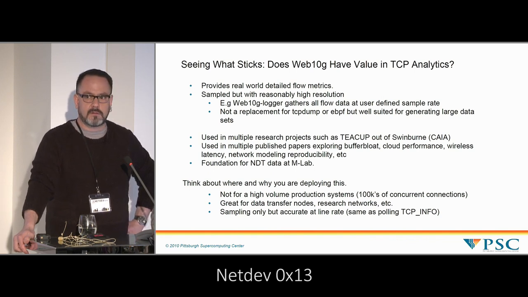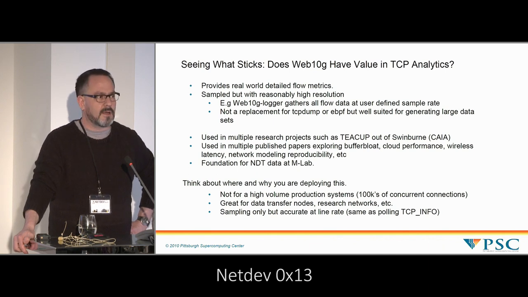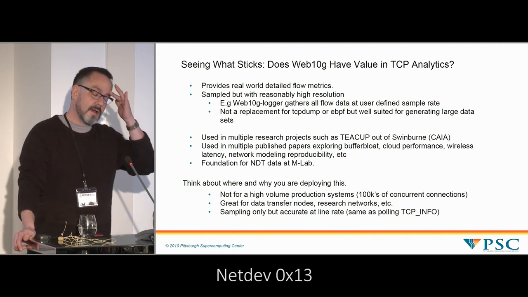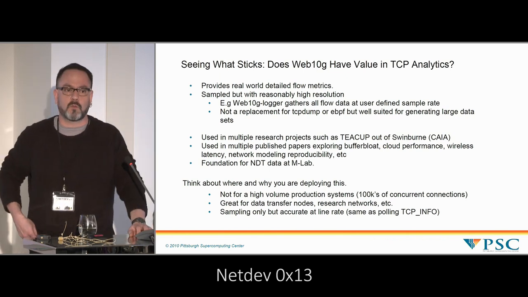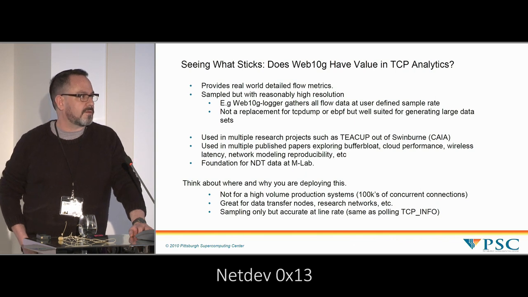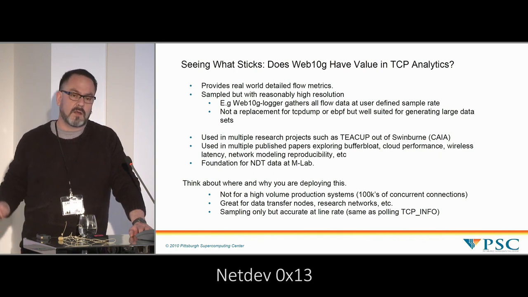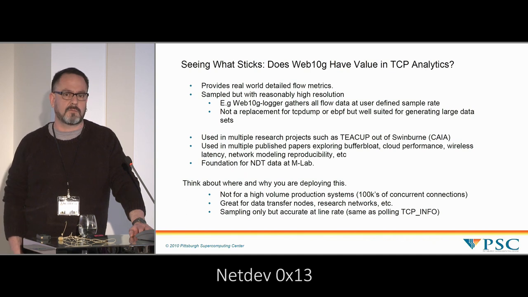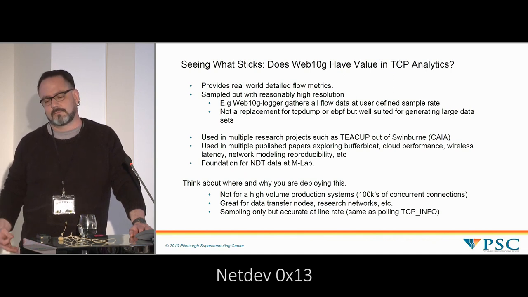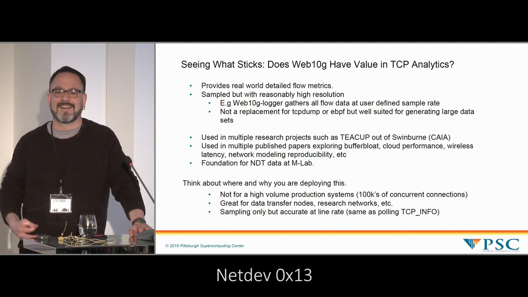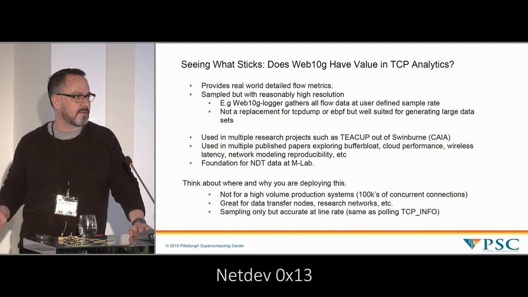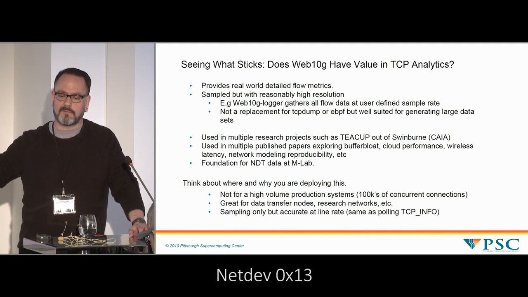Now, this is sampled data. It's not going to replace a TCP dump, but it can provide you pretty decently high resolution in terms of flow evolution. For example, we have what's called Web10G Logger. This reports TCP estats information on every single network application running on that system. And we can do that at a user-defined sample rate. The default is every second, but we can do that every millisecond. Every millisecond is going to destroy your performance. But if you only have one or two applications that you're really interested in, we can still provide some very good information on how that TCP flow is evolving over time.